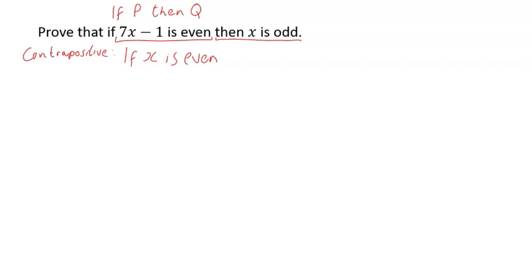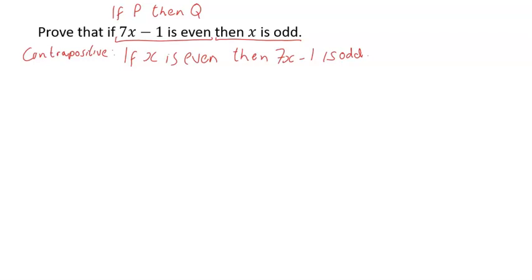Now the original part of the statement, the if P part, was if 7x minus 1 is even. So in this case I want to negate that as well. So I'm going to say if x is even, then 7x minus 1 is odd. So that's essentially me taking that if P then Q statement, and I've now written it in the format if not Q, then not P. So what I can now do is look to use that contrapositive and solve the equation in this statement so that I can prove it.